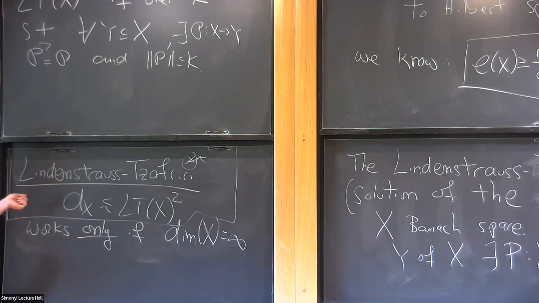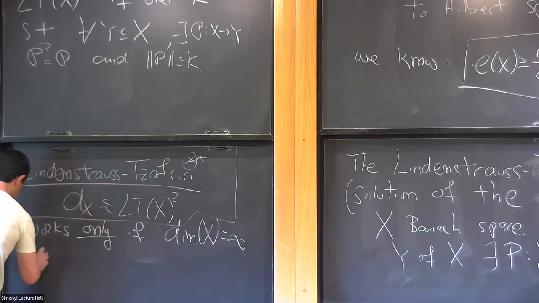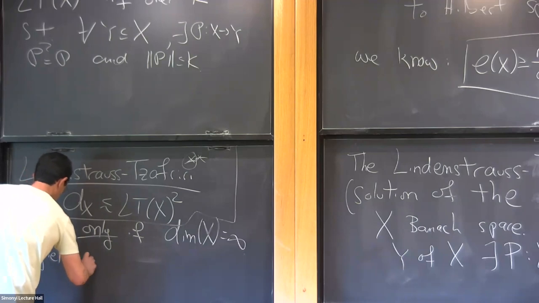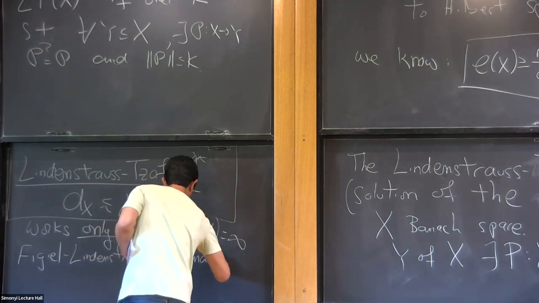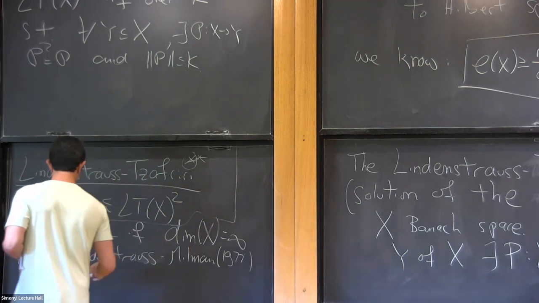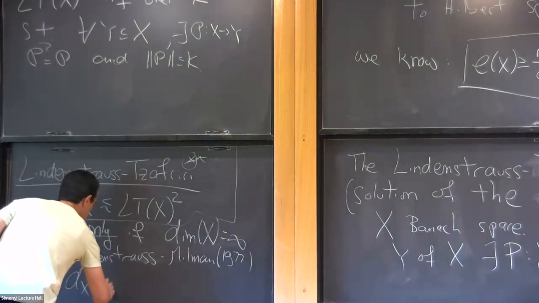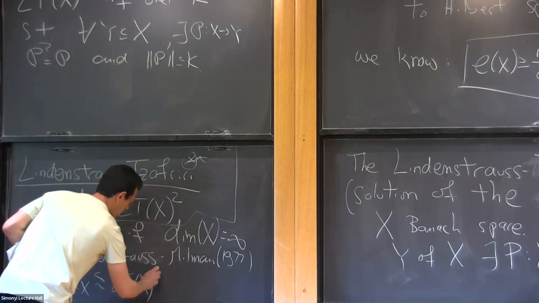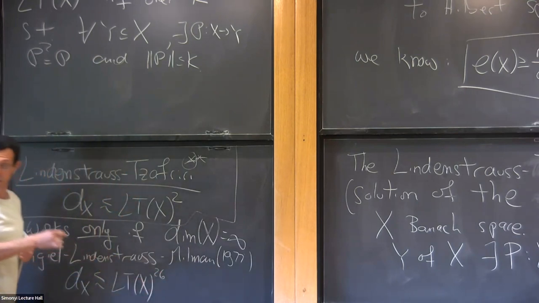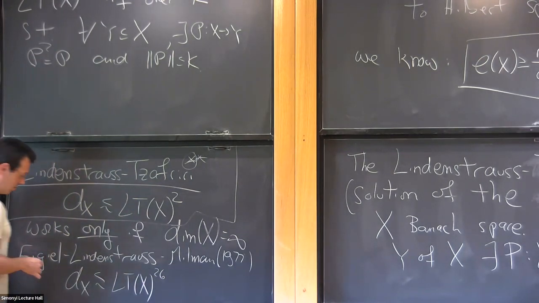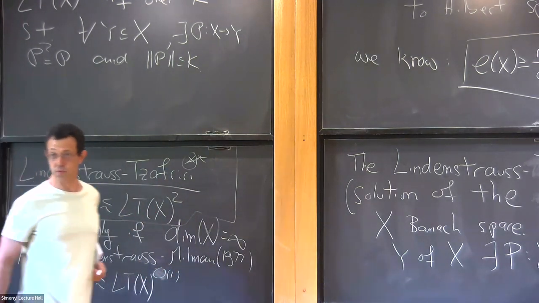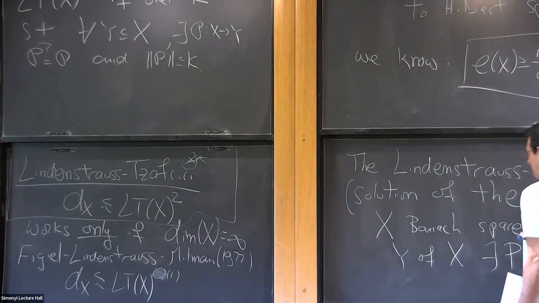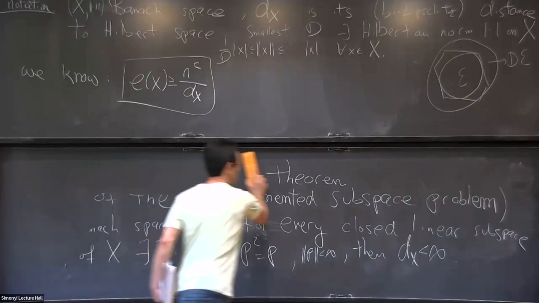So this was open for a while. And this was solved in a famous paper on Dvoretzky's theorem, by Figiel, Lindenstrauss, and Milman, in 1977. They proved that d of x is less than lt of x to some big exponent. I don't remember it, maybe 26, maybe 36, maybe 50, some big exponent. They used a completely different proof. So these are all very, very beautiful things, which I recommend reading.